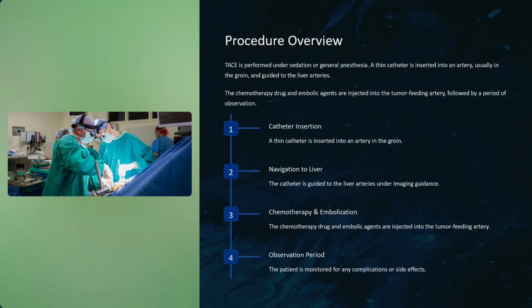That is, first we will introduce a catheter, then the catheter is monitored under imaging guidance or under fluoroscopy or cath lab, whatever the equipment may be, we will be monitoring under imaging guidance, and then chemotherapy and embolization. The chemotherapy drug and embolytic agents are injected into the tumor feeding artery. Then comes the observation period. The patient is monitored for any complications or side effects.